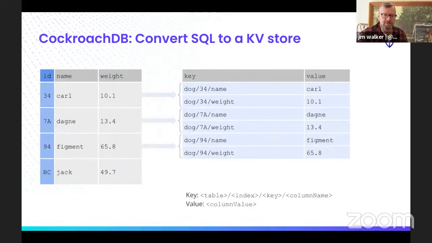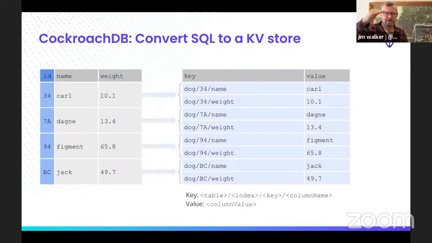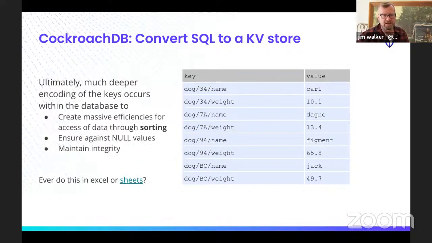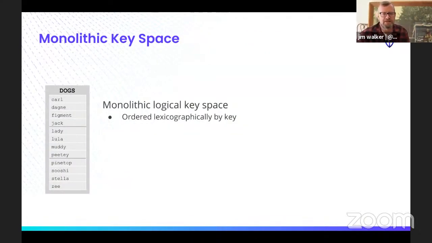But what you're seeing here is basically this lexicographic sort of all of the values for all of these keys. Now, imagine in a table with thousands and thousands of rows, how this actually spans out. It allows us to do some really cool things, but understanding this is part and parcel to understanding Cockroach, right? We're going to be able to sort some things in really interesting ways. We're going to actually ensure against null values with this. And most importantly, we're going to maintain integrity. But the sort is really what allows us to do some really cool things.